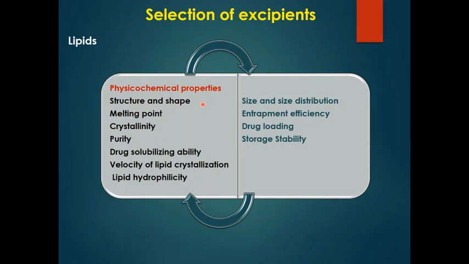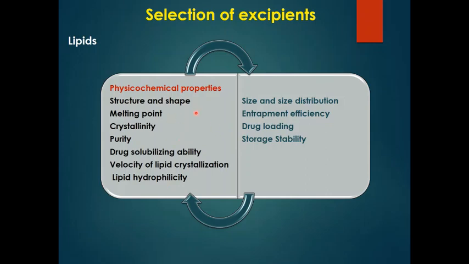Structure and shape. So majorly this comes as physicochemical properties of the lipids. In the structure and shape: melting point of the lipid, crystallinity, purity, drug solubilizing affinity, velocity of lipid crystallization and lipid hydrophilicity. These are the important things that need to be considered. So how these all will affect, we'll see.